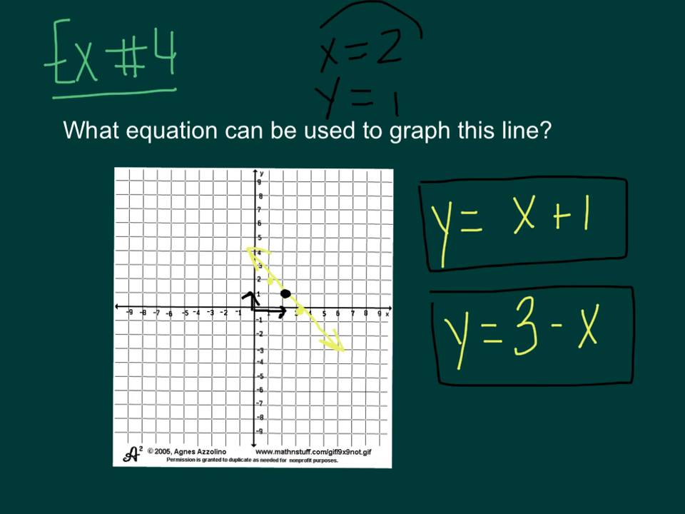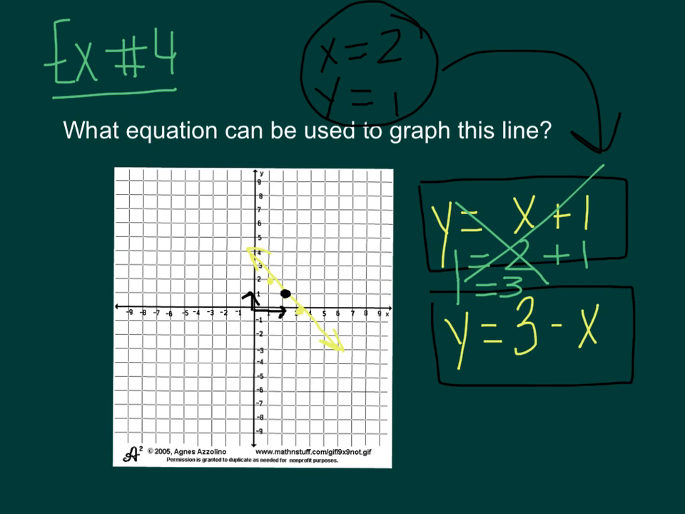Now I just use these values and plug them into these equations and see if it's true. So let's start with the first one. My y is 1, so I have 1 equals, my x is 2 plus 1. 1 equals 3. Not true.